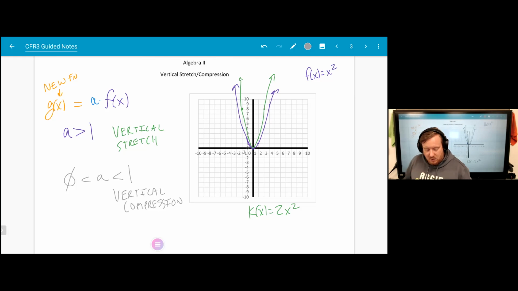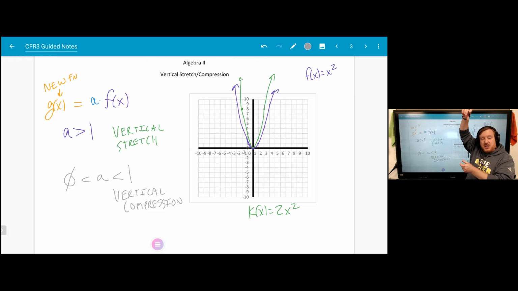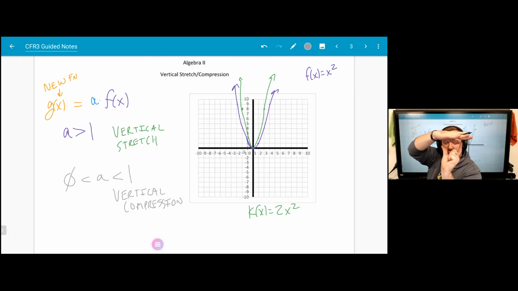And here's the deal. You saw this in the pre-work, how instead of stretching it, if I had a value between 0 and 1, it's actually going to compress it. It's going to make it wider, right? It's like taking that and squishing it down, and it widens out.